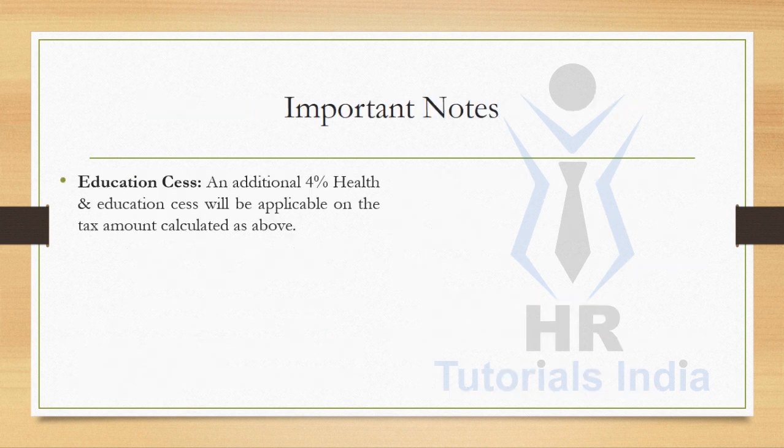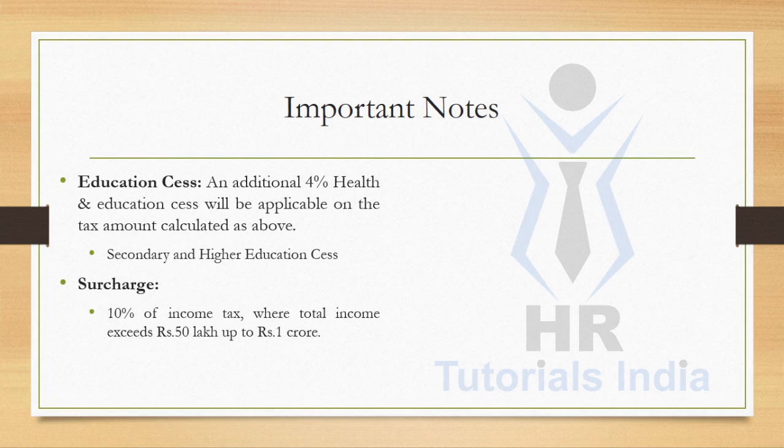Important notes. Education cess. An additional 4% health and education cess will be applicable on the tax amount calculated as above. Surcharge. 10% of income tax where total income exceeds 50 lakhs up to 1 crore. 15% of income tax where the total income exceeds 1 crore. Apart from income tax calculated for the employees, an additional 4% of health and education cess has to be paid extra by the individual towards cess.